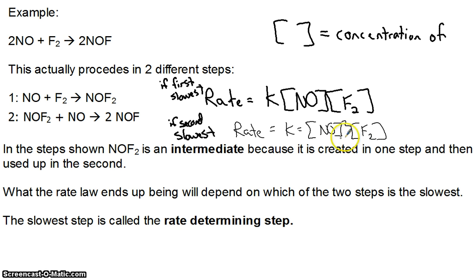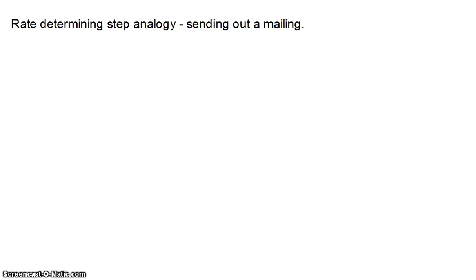Where the rate is more dependent and has more to do with the concentration of NO because the NO participates in both steps. Okay, I'm just going to spend a little bit of time talking about why does it matter? Why does it matter so much what the slowest step is in terms of the rate?